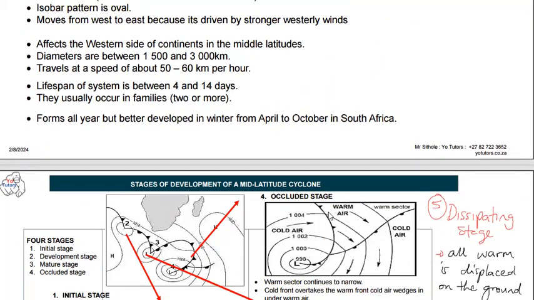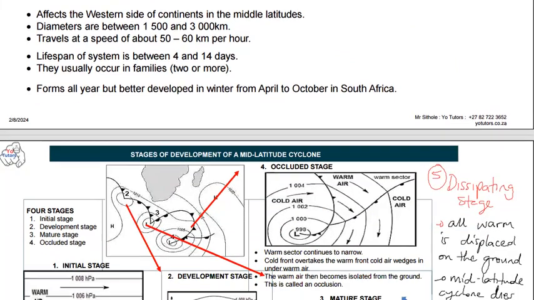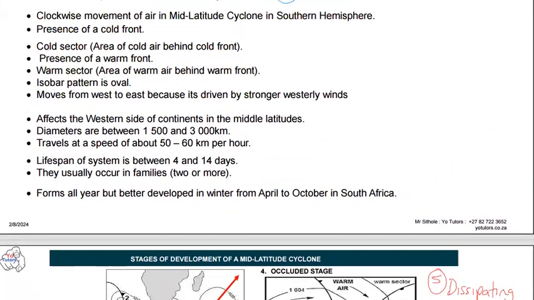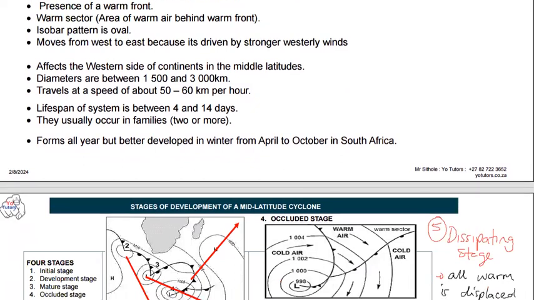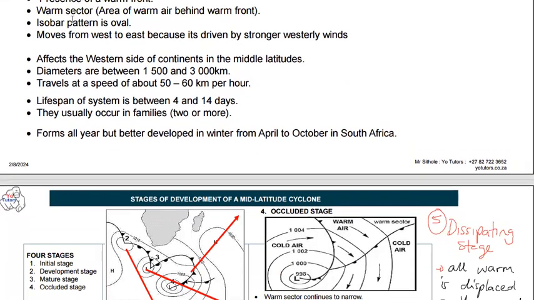So we need the cold front, we need the warm front, we need the cold sector. This is our cold sector. We also need the warm sector there, and there is another cold air there. So that's how the mid-latitude cyclones look. Then let's move on to the next one. We need the isobar pattern to be oval. Then movement has to be from west to east. So these are major points that you must remember.